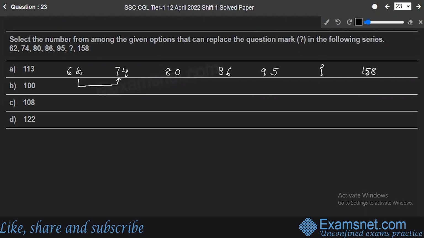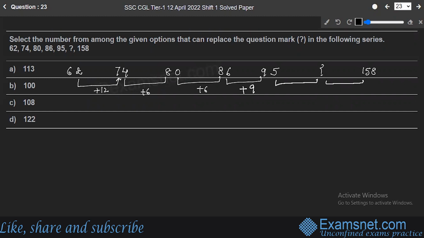See, if I'm moving from 62 to 74, here is a difference of 12. From here to here, you are having a difference of 6. Here to here, a difference of 6. Here to here, you are having a difference of 9. From here to here, I don't know. And from here to here as well. The next number, I don't know.